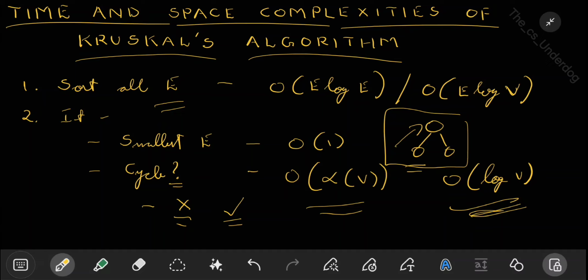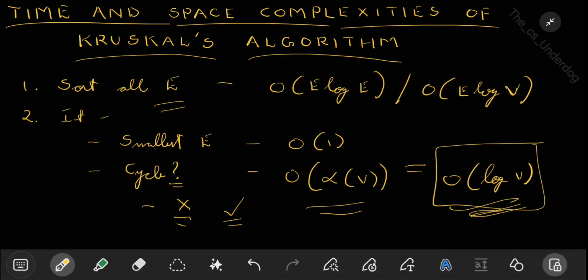So what is the maximum height in this case? Considering that you are using union by rank, your tree will be balanced, and because of which the maximum possible height when you have V vertices will be log V. And because of this, the maximum time complexity of find operation will be order of log V. So even if you take it as order of log V instead of alpha of V, still the complete time complexity of this loop will be order of E into log V.